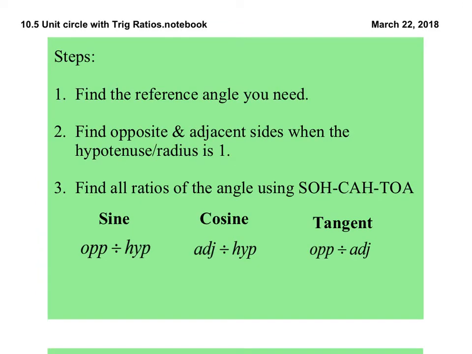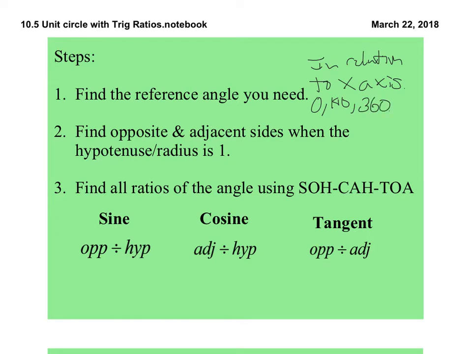So here are the steps we're going to use in order to place a reference triangle on a coordinate axis, and then also find the trigonometric ratios for that reference angle. First thing you're going to do is find the reference angle you need. It's always going to be in relation to the x-axis. So we're basically always going to use numbers like 0, 180, and 360 degrees. Those are going to be for the x-axis.